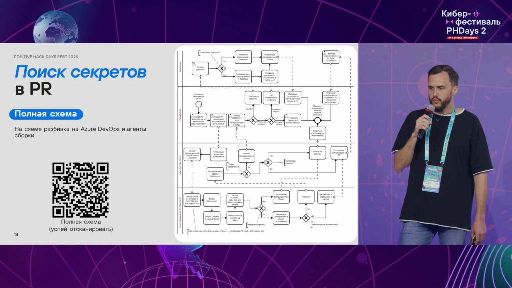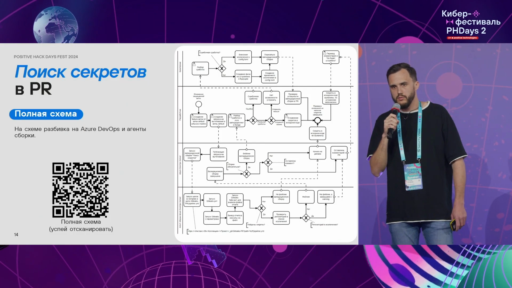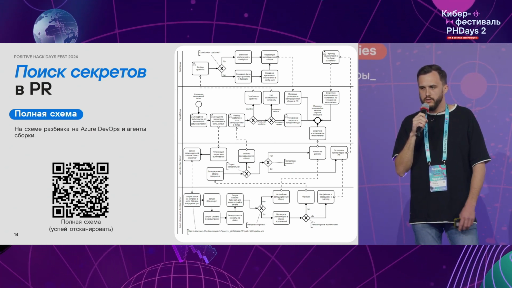Let's look at an example of the pull scheme. An example of searching for secrets. Well, it's going to be brief because the scheme is very big.